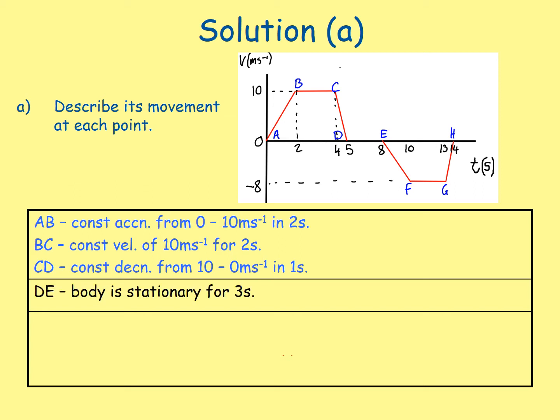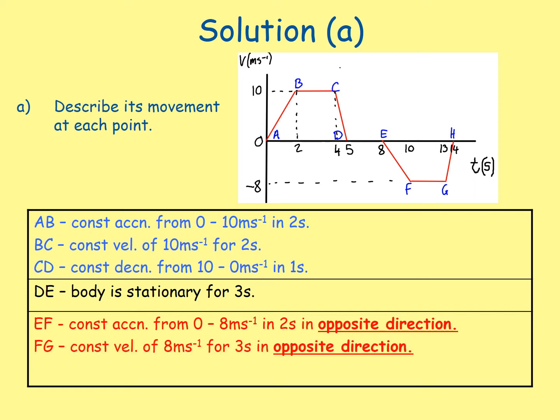From D to E, the body is stationary. We can see there's 0 velocity there, and that's for 3 seconds. Then from E to F, we have a constant acceleration from 0 to 8 meters per second in 2 seconds, but this is in the opposite direction. It's below this 0, it's into a negative, but it's still a constant acceleration, but opposite direction this time. Imagine your car speeding up, coming to a stop, and then going backwards.